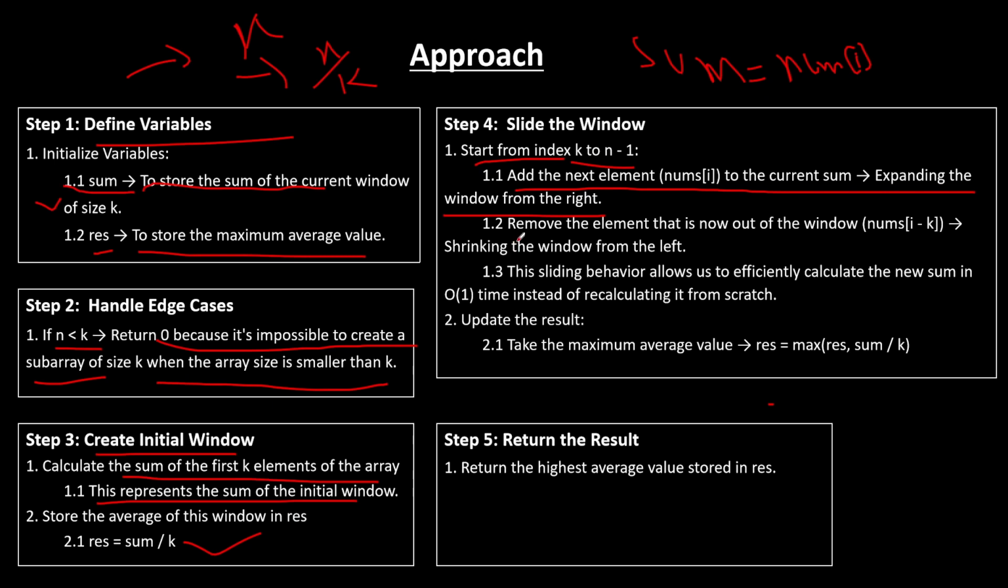Then we remove the element that is now out of the window. We remove nums of i minus k, shrinking the window from the left. Now, why are we doing i minus k? You have to understand that.